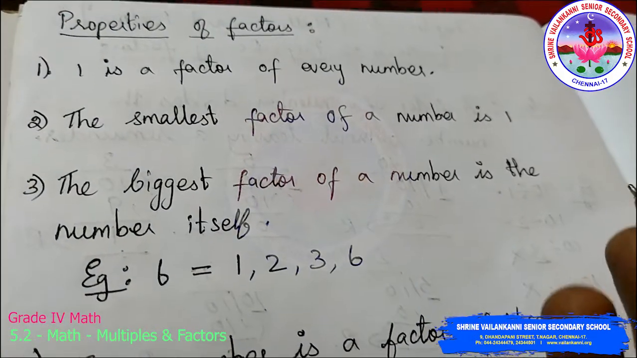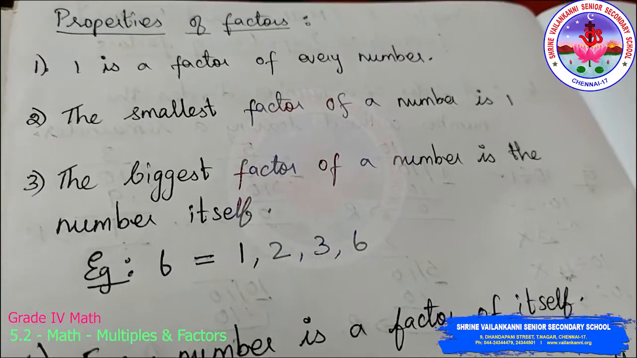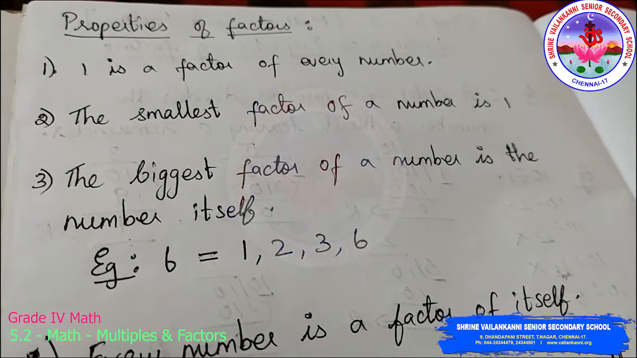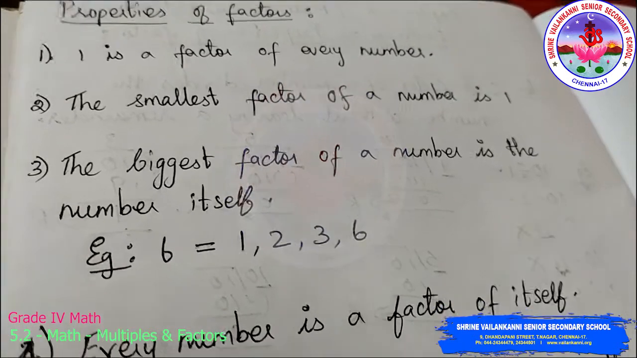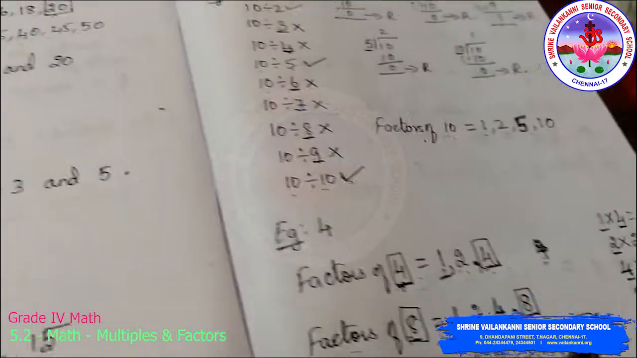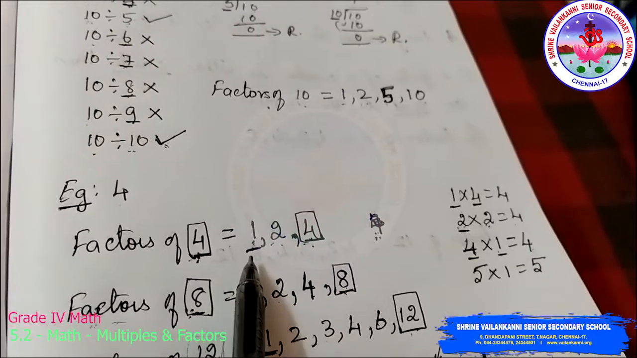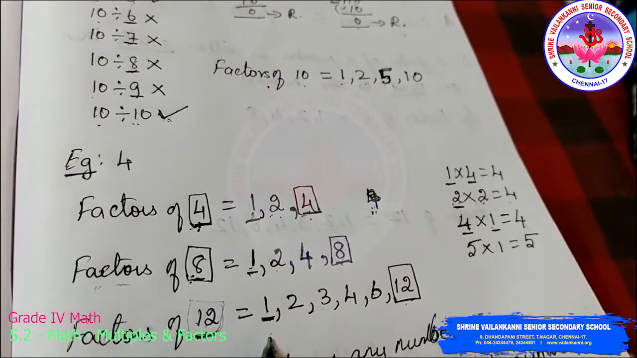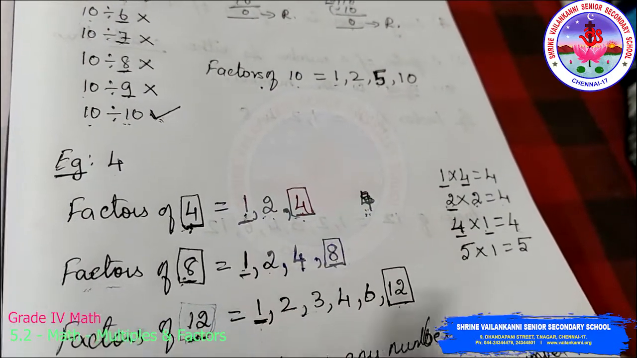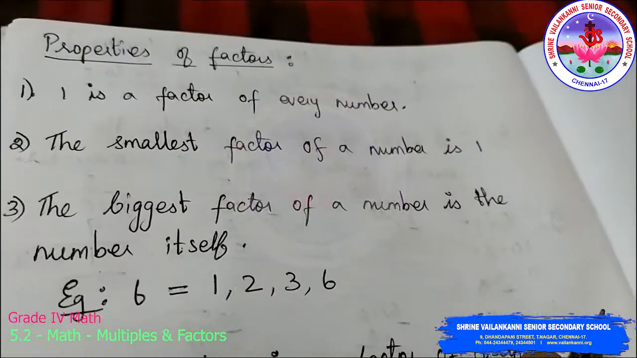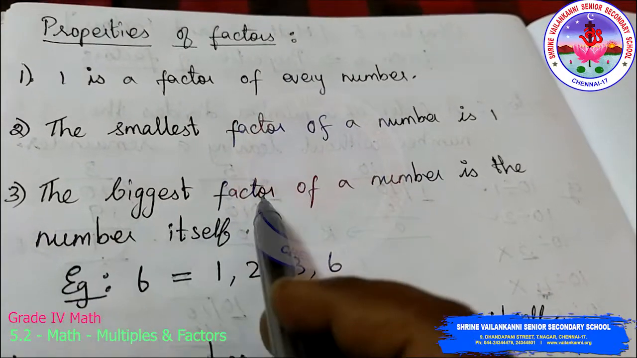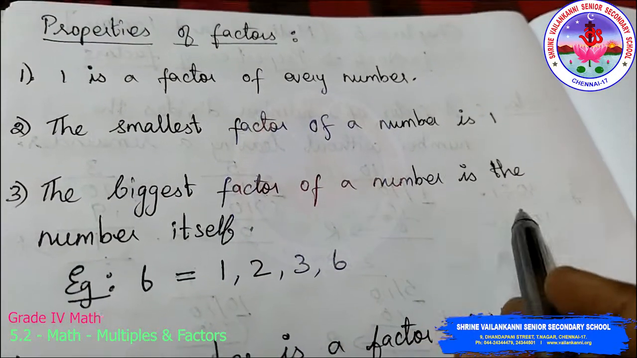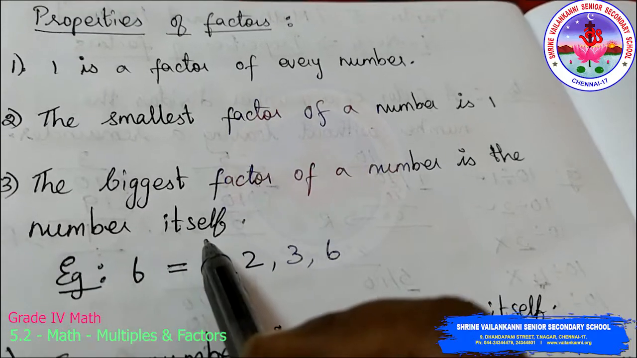The thing I told you: if you take any number and want to find its factors, the smallest factor will be 1 only. The smallest factor for any number is 1, because 1 is the smallest factor of any number you take. Then the third property is that the biggest factor of a number is the number itself.